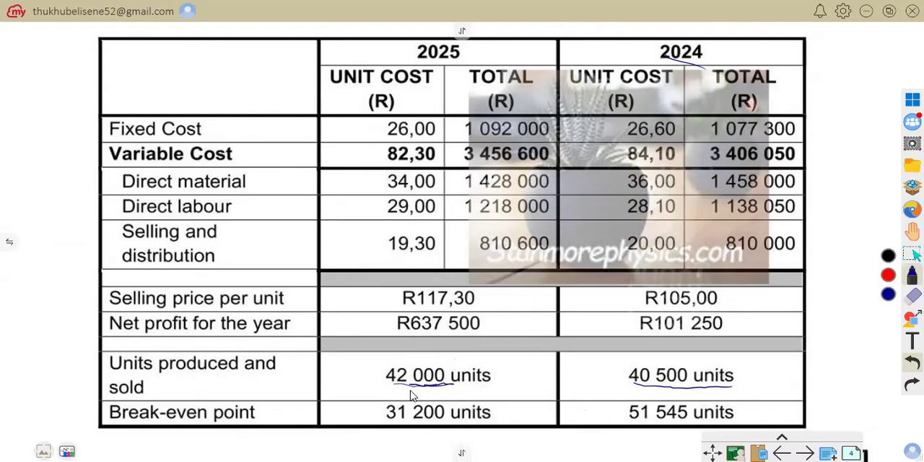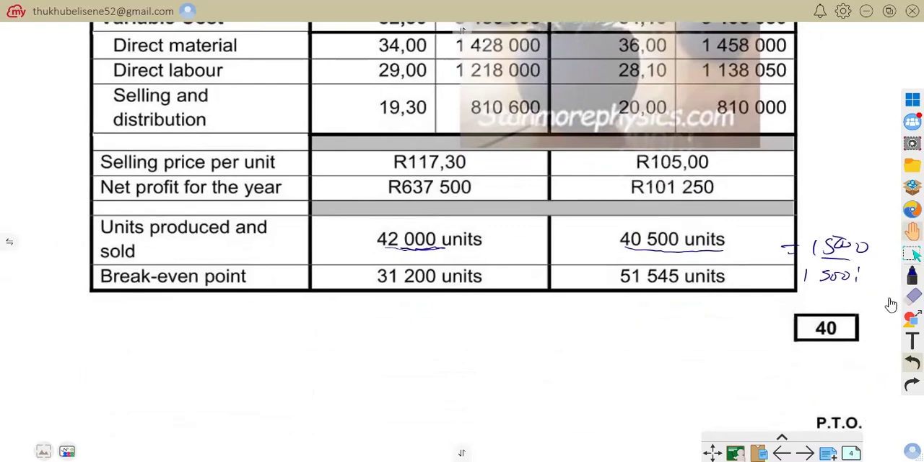There was an increase of how much? 1,500, as you can see. In percentage, the increase is 3.7%, because 1,500 divided by 40,500 times 100 gives you 3.7. And this shows that more sales equals more profit. Let me write it clearly.